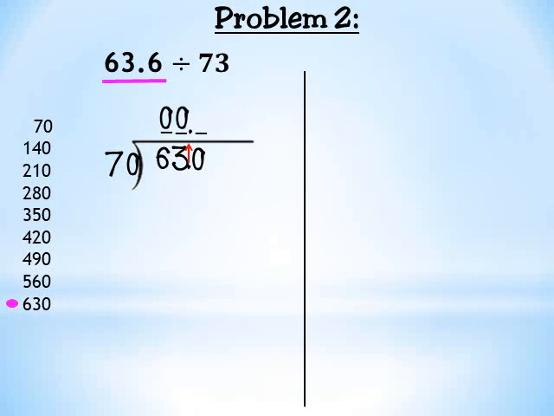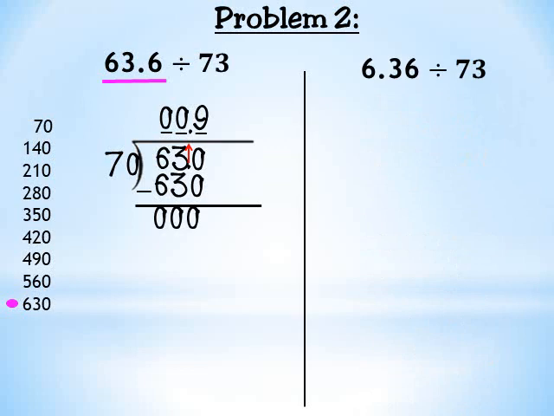But 70 absolutely goes into 630, 9 times. 9 times 70 is 630, subtract, and you get 0. So your answer to this problem is 9/10. If you look off to the next, onto the right, it says 6.36 divided by 73. 6 and 36 hundredths divided by 73.